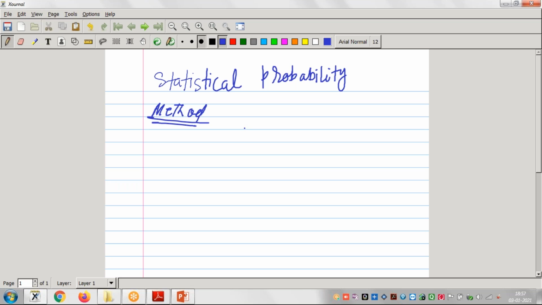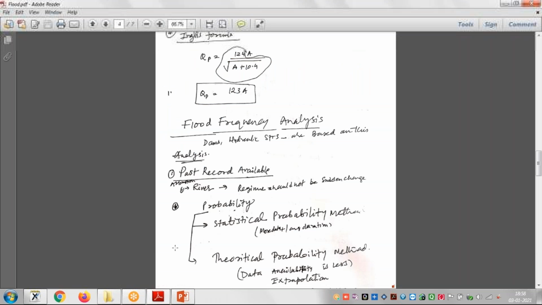So within that, we have seen there are two methods, right? The statistical probability method, and one another method is the theoretical probability method, right? And these methods are based on flood frequency analysis, right? So another method is what? That is the theoretical probability method. This is already given here, I will not write.